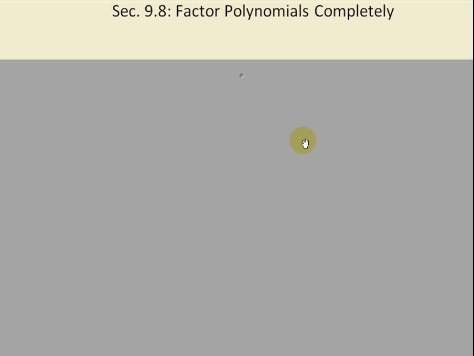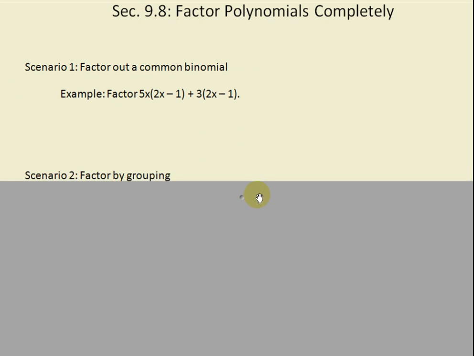In section 9.8, which is the last section of chapter 9, we're going to factor polynomials completely. And what do I mean by that? Well, let's jump right into some examples so that you see.